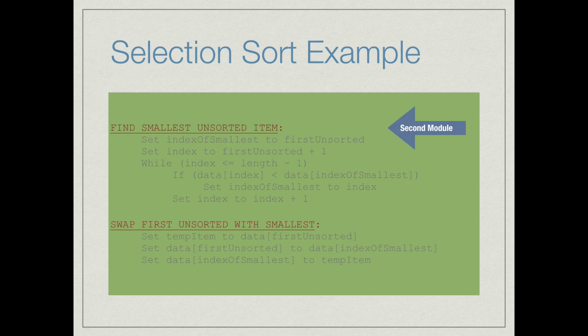So the index of smallest can move around, depending on where the next smallest value is in the rest of your array. So starting with the first unsorted value, because again, we don't care about anything that comes before it, that's already been sorted, we then compare. After the first unsorted value, we look at the remaining items and find the smallest one that is still left.